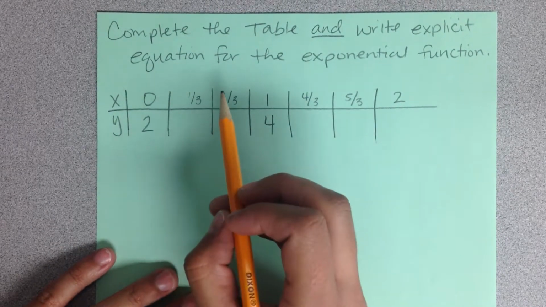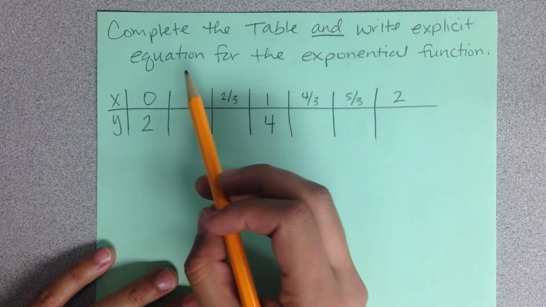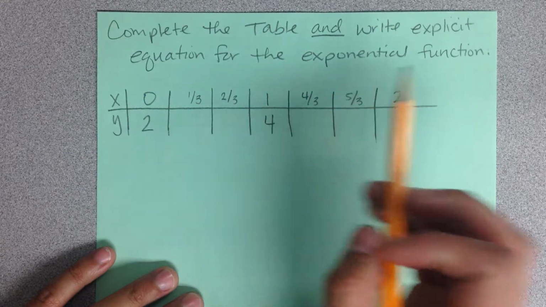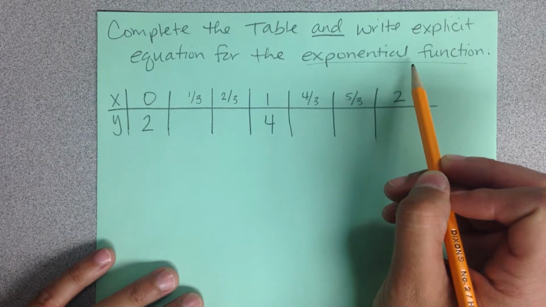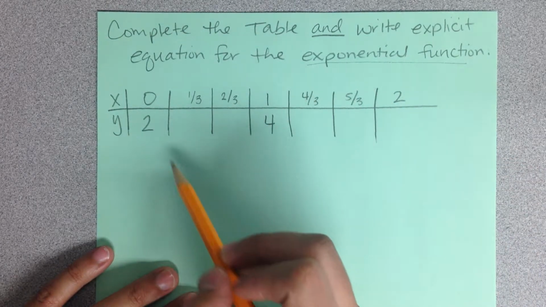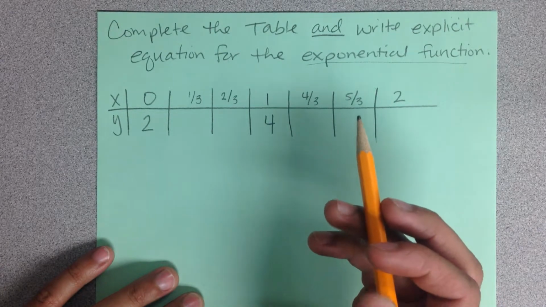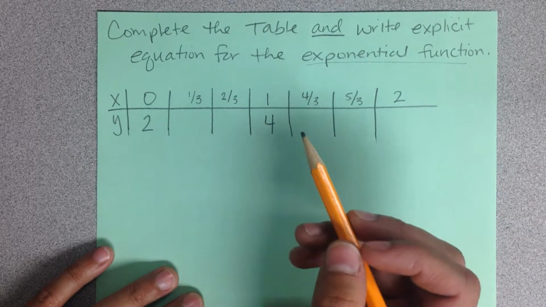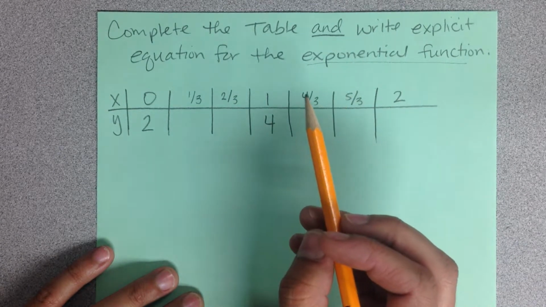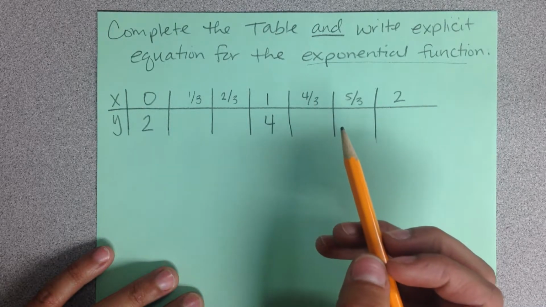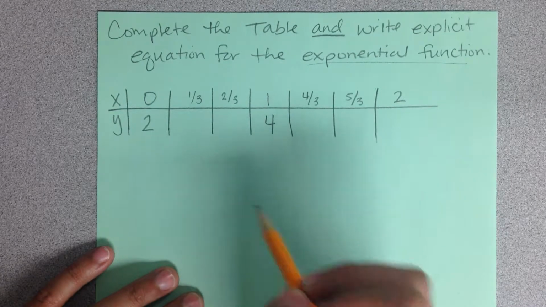So for this one, when reading the directions, it says complete the table and write the explicit equation for the exponential function. Please notice that it's an exponential function. When we talk about exponential functions, we're talking about multiplying by the same number every single time. So remember, linear functions add or subtract the same number every time, and exponential functions either multiply or divide by the same number each time. So we're going to go through and fill in the table first, and then we will write the equation for it.